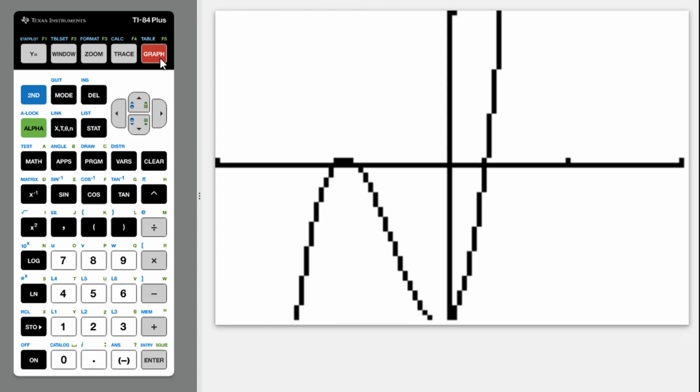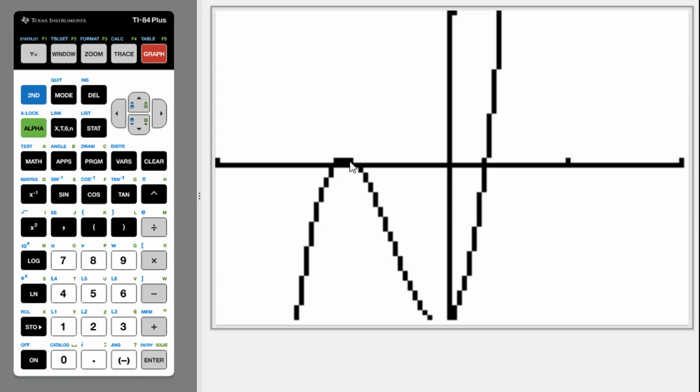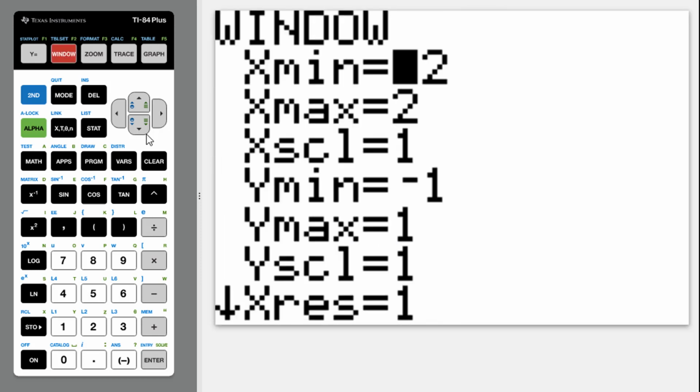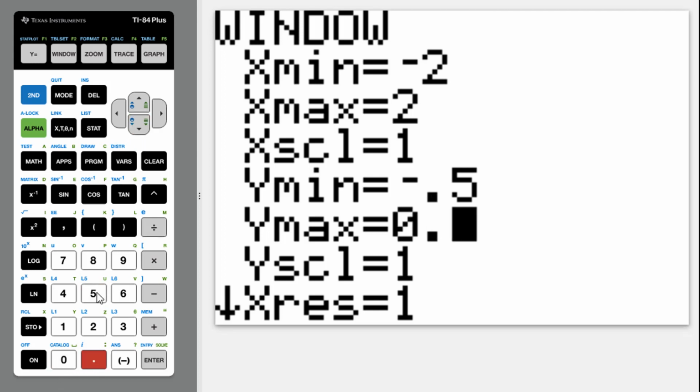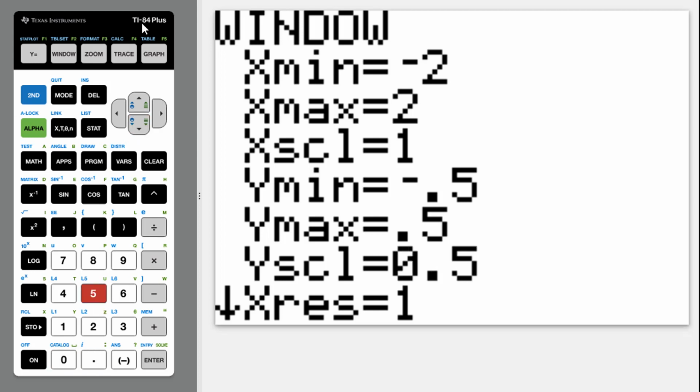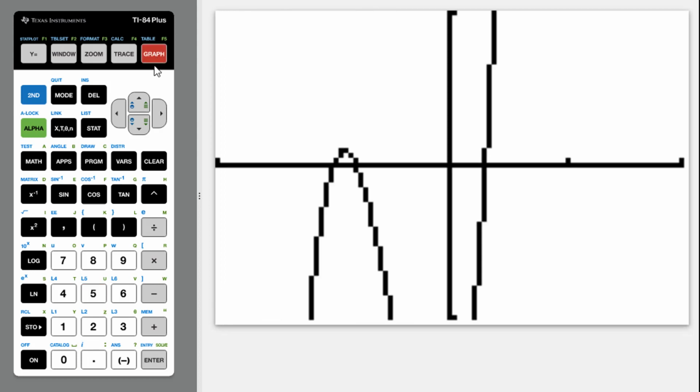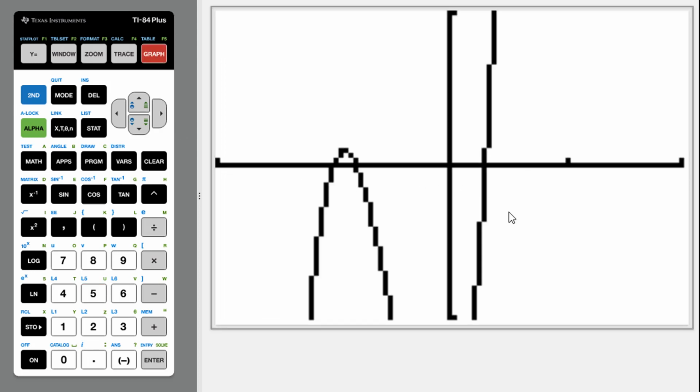Then graph. You could say this is still not that clear. This time, let's do the minimum as -0.5. Here is 0.5. Then for the scale, let's do 0.5. So graph. Yeah, this time it's very clear.